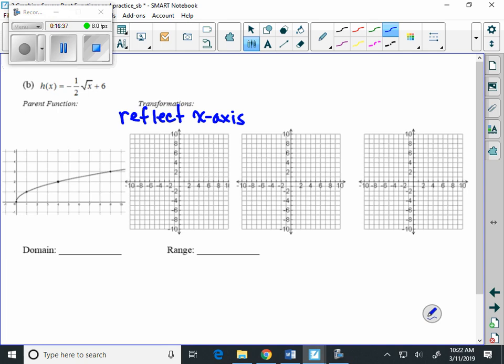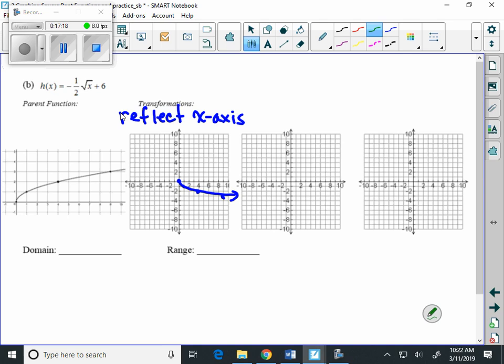0, 0 is going to stay the same. But our next point in our parent function, which is 1, 1, is going to flip over the x-axis, and it's going to become 1, negative 1. The point 4, 2 is going to flip over the x-axis and become 4, negative 2. The point 9, 3 is going to flip over the x-axis and become 9, negative 3. There's our first transformation.